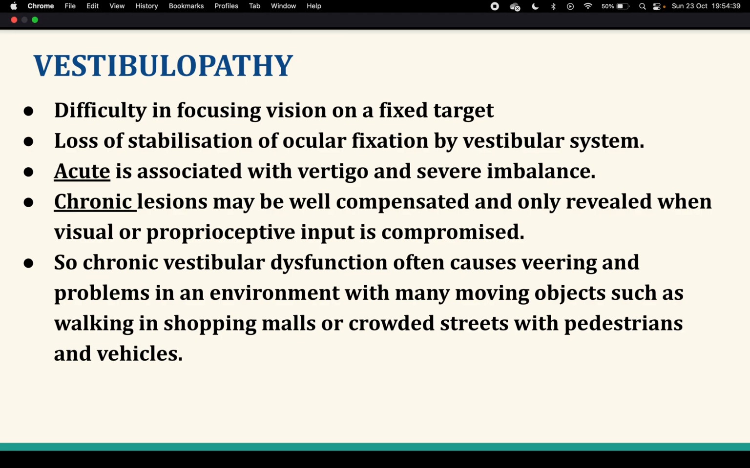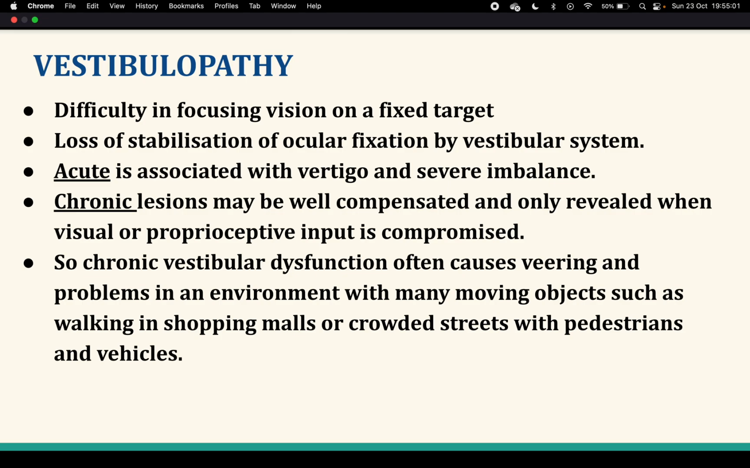Coming to vestibulopathy, there will be difficulty in focusing vision on a fixed target, and loss of stabilization of ocular fixation by the vestibular system. If it is acute, it is associated with vertigo and severe imbalance, but chronic lesions may be well compensated, only revealed when visual or proprioceptive input is compromised.